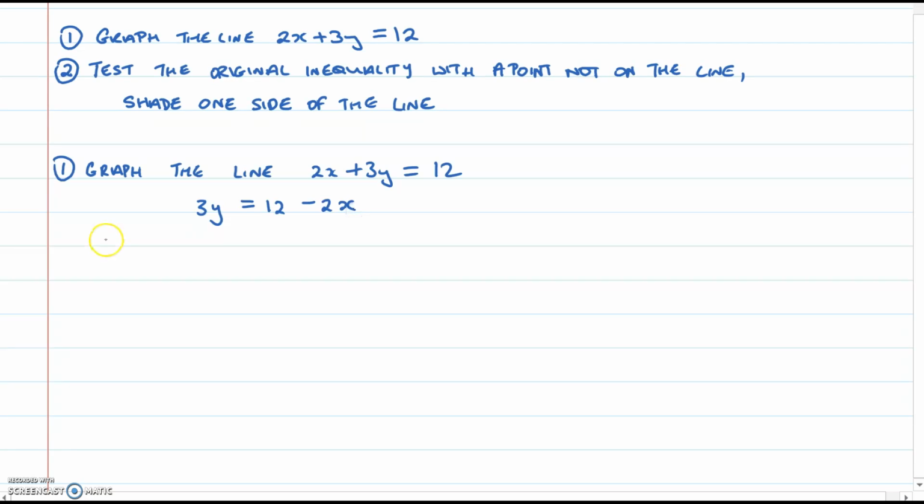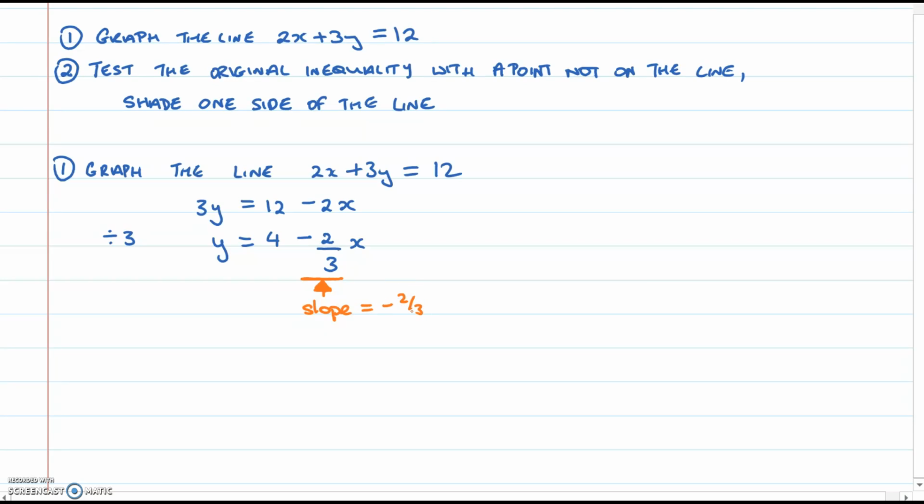And if we want to get a single y on its own, we have to divide everything by 3. If we divide 3y by 3, we'll just have y. If we divide 12 by 3, we get 4. And if we divide negative 2x by 3, we get negative 2 over 3x. 2 can't be divided by 3, so we just leave it as 2 over 3. Now, once we have it in that form, with y on its own, the bit that's in front of x is going to give us the slope of our line. Okay, so the slope is negative 2/3.